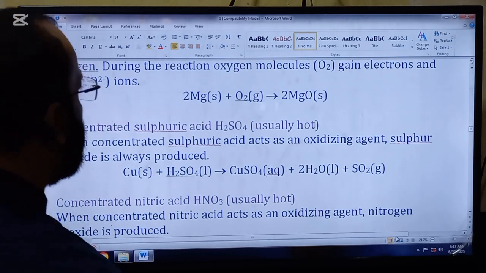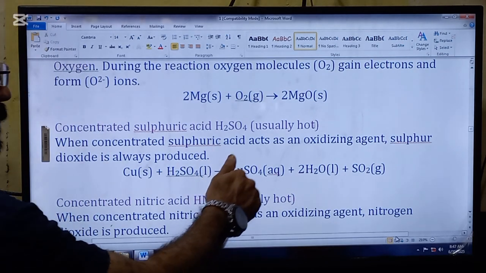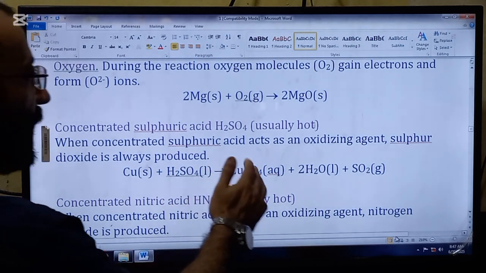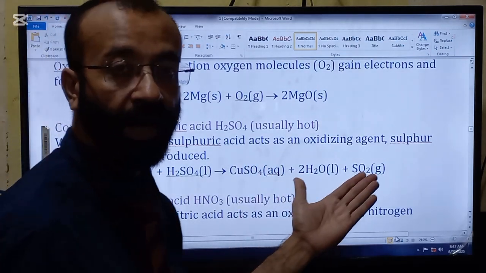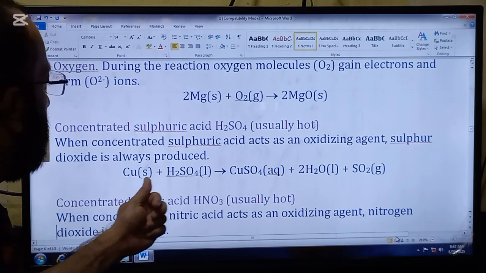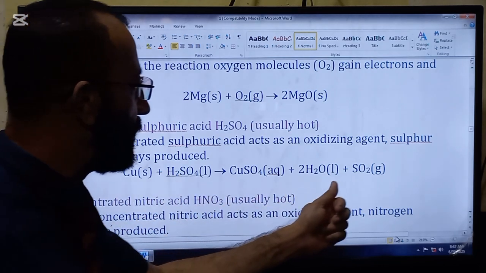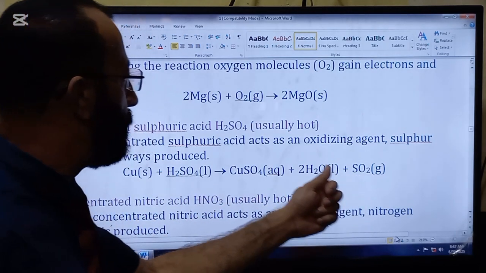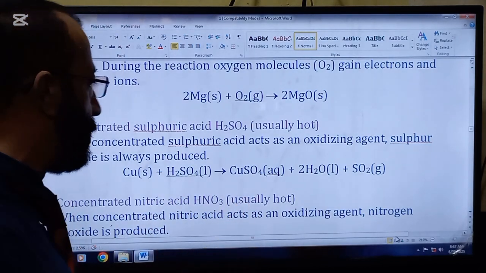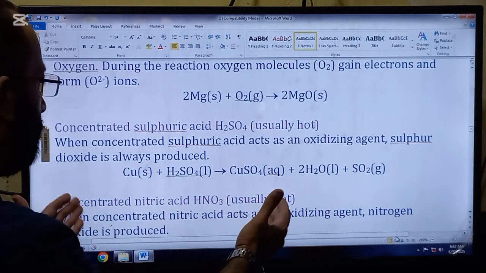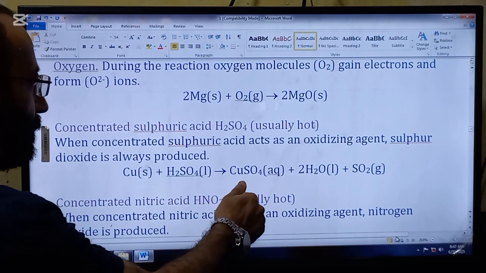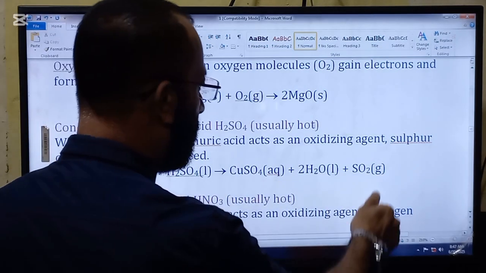Concentrated sulfuric acid, H2SO4, usually hot. When concentrated sulfuric acid acts as an oxidizing agent, sulfur dioxide is always produced. So you can see sulfur dioxide is produced when H2SO4 behaves like an oxidizing agent. And the equation will be Cu plus 2H2SO4 forms CuSO4 plus 2H2O plus SO2.